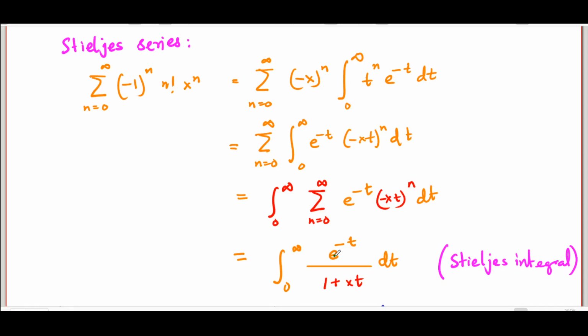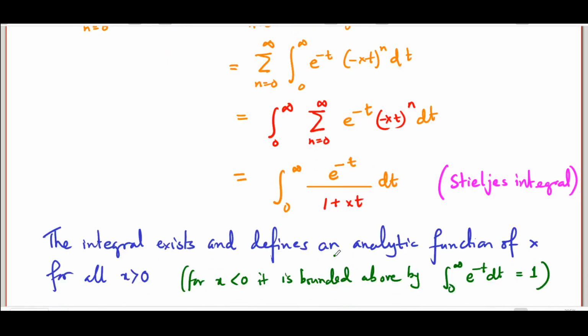But let me point out that the result that we have obtained here, this Stieltjes integral, is actually perfectly well defined. It exists and it defines an analytic function of x for all positive x. The fact that it exists is a very, very simple thing to prove. After all, since x is positive and t runs from 0 to infinity, it's obviously positive. This xt in the denominator is always positive. So the denominator here is always larger than 1.